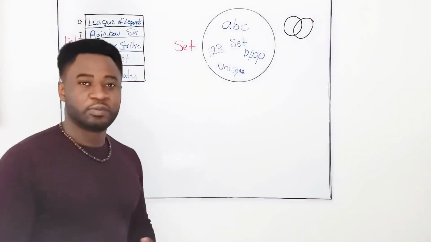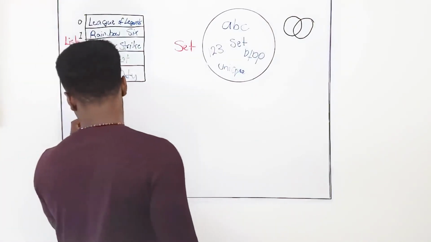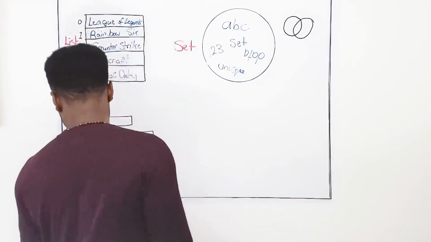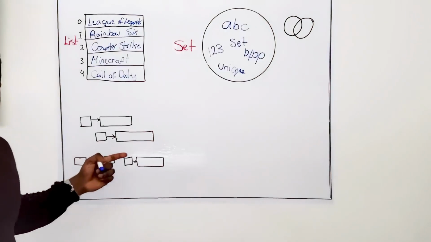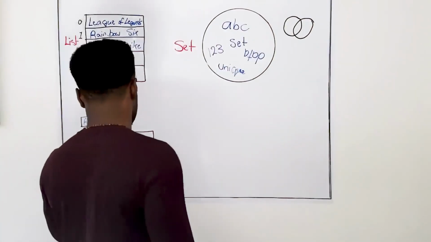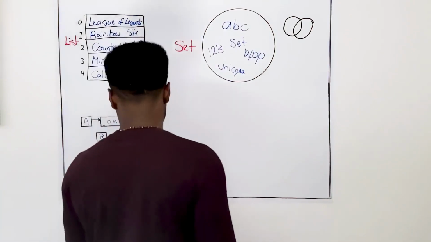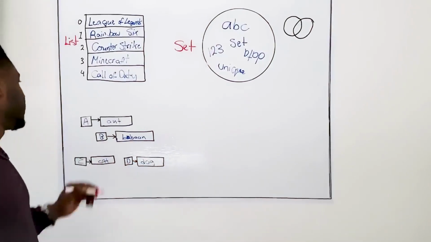So the next data structure I'm going to talk about looks like this. So then once I fill in the data for this, it will look like this. And we call this type of data structure a dictionary.